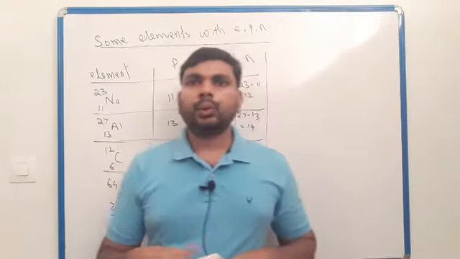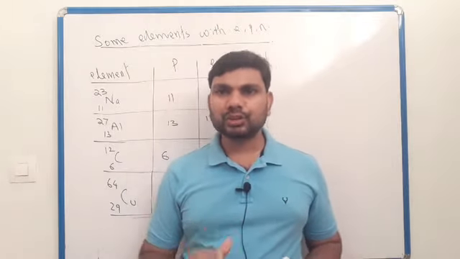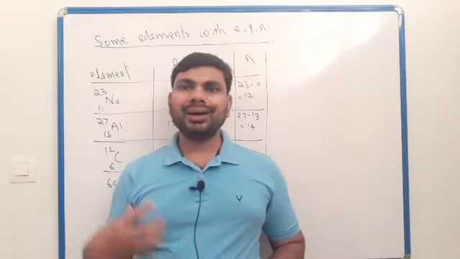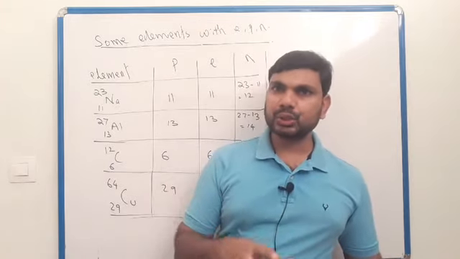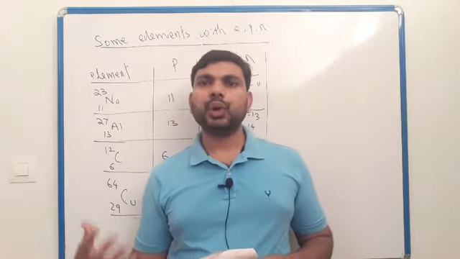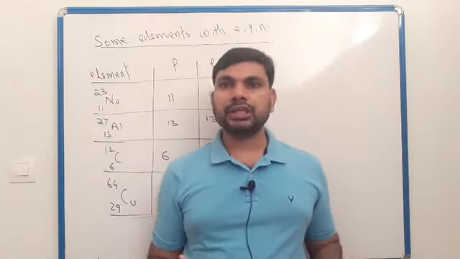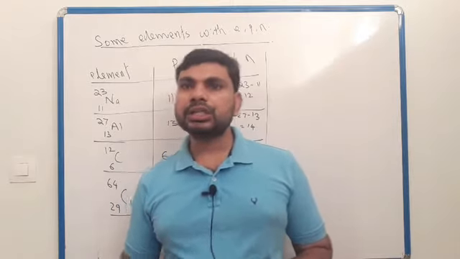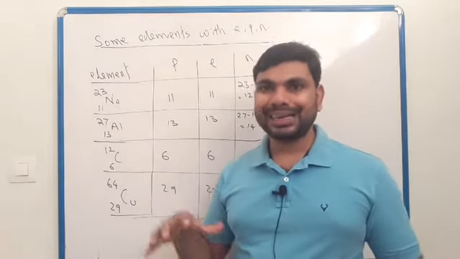Clear? Okay, next we have to understand how to find the number of electrons, protons and neutrons from the periodic table. You are asked to find the number of electrons, protons of sodium using the periodic table. So how can you find it? Use your periodic table, where you can find the symbol of the element sodium, Na.